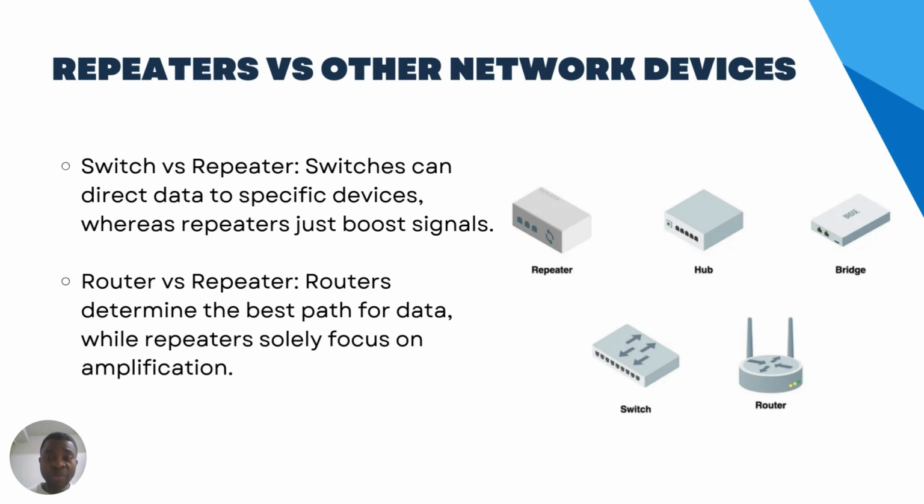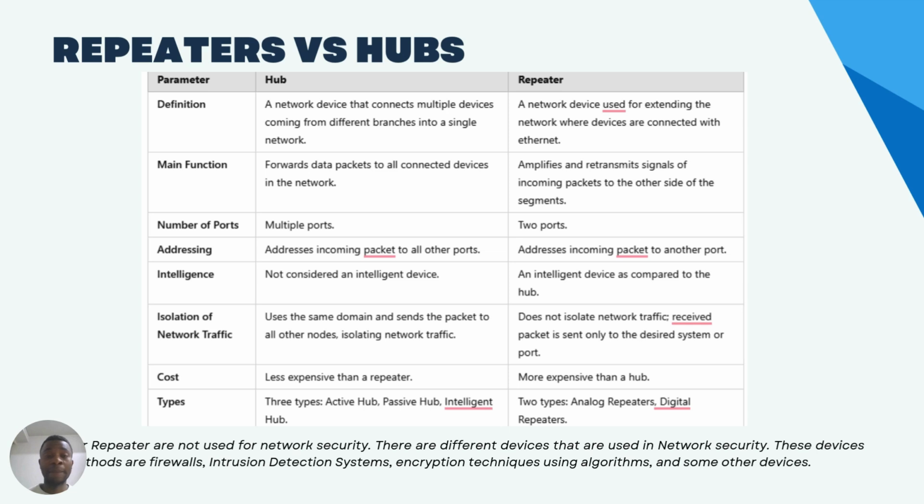A router determines the best path for data to travel between different networks. It decides how data moves from your home network to the internet. It's smart and makes a decision based on the most efficient route. A repeater, however, doesn't make any routing decisions. Its role is much simpler. It amplifies the signals, ensuring they remain strong, but that's all.